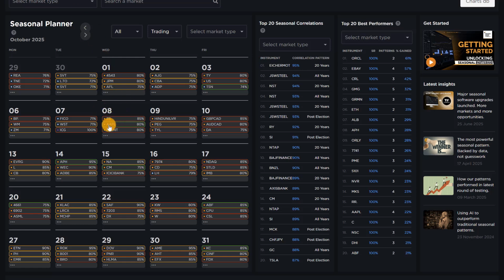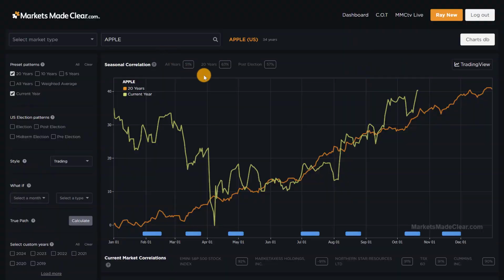But we have the date, we have the market, we have the correlation, we have the success rate of the pattern, and we have the seasonal pattern in question, all contained within this small window. The correlation is identified by the color. As we mentioned earlier, when we're looking at Apple, we've seen very strong positive correlations, 57%, 83%, 51%, all strongly positive correlations. So that tells us Apple's current price is following all of the current seasonal patterns that we track.